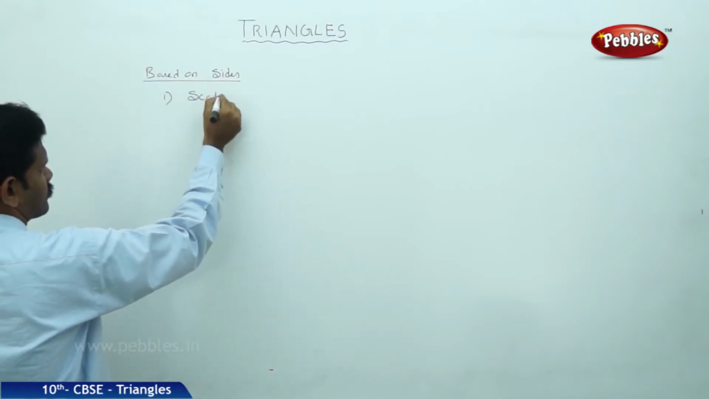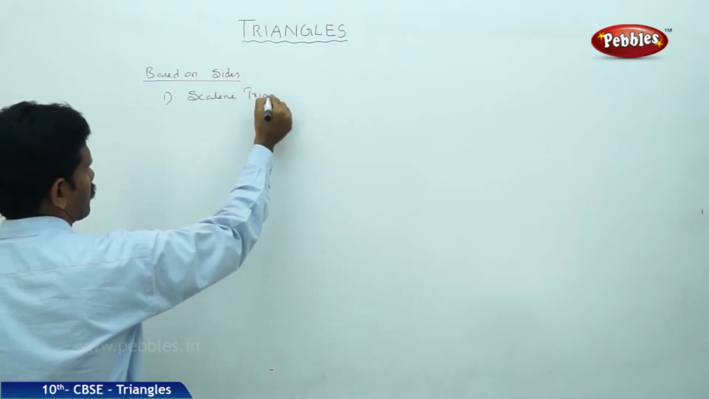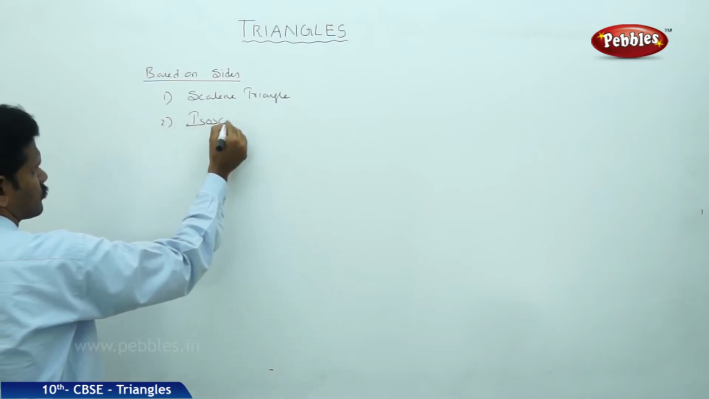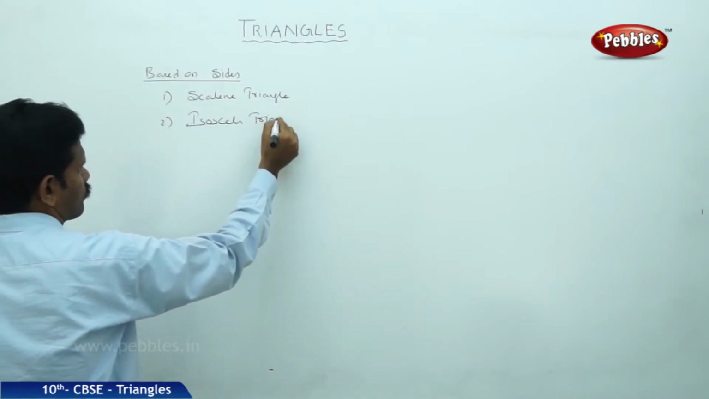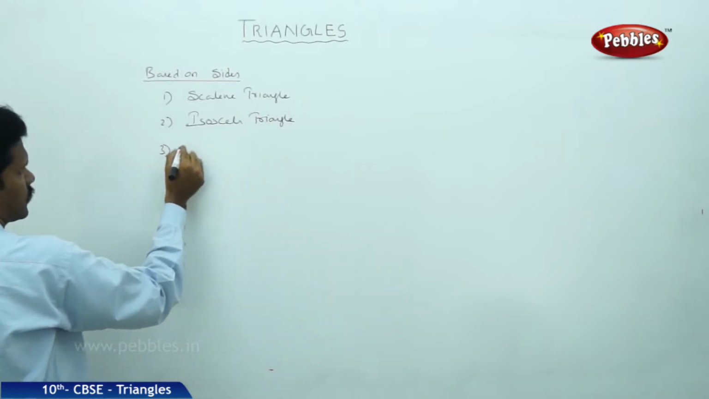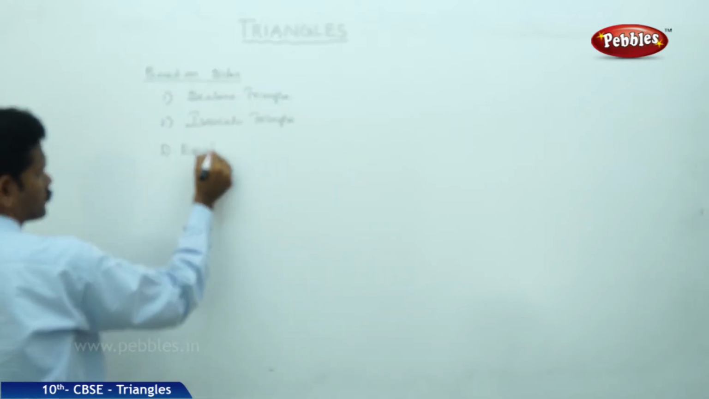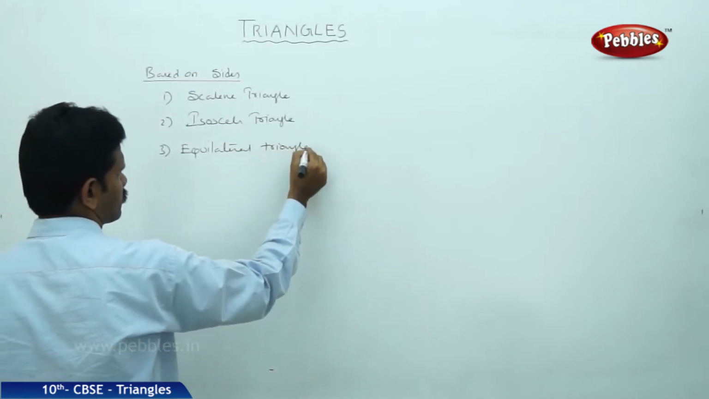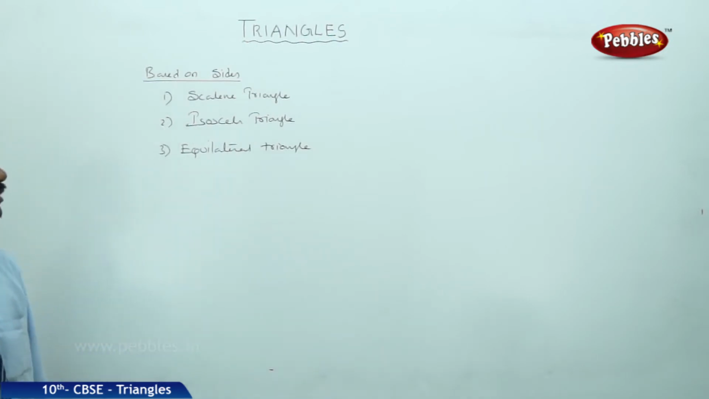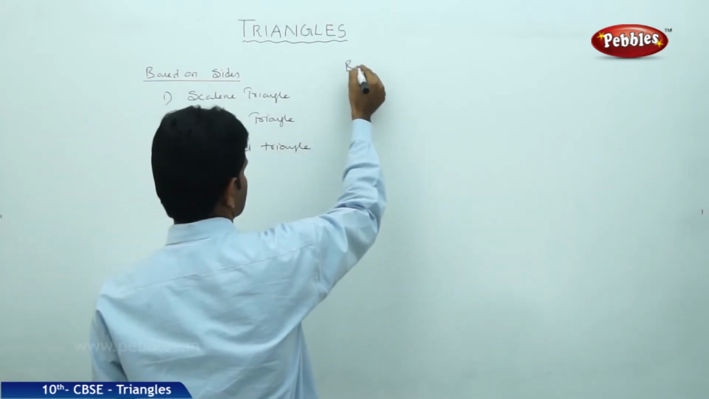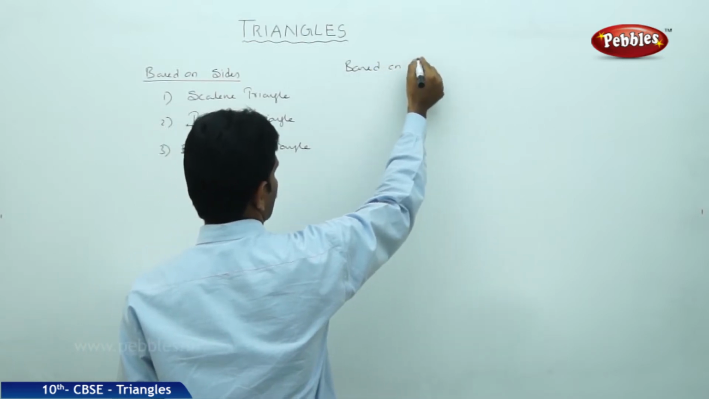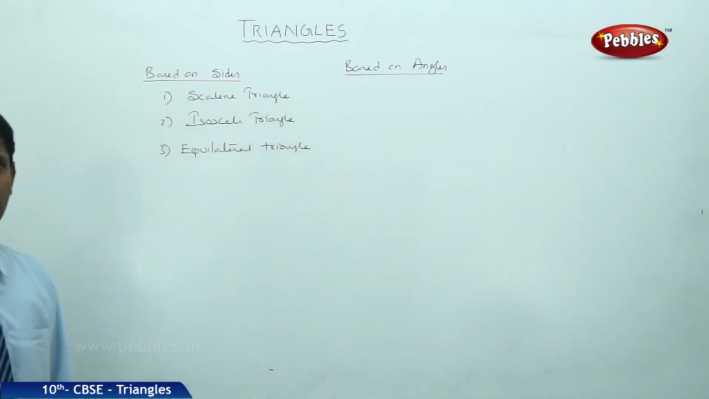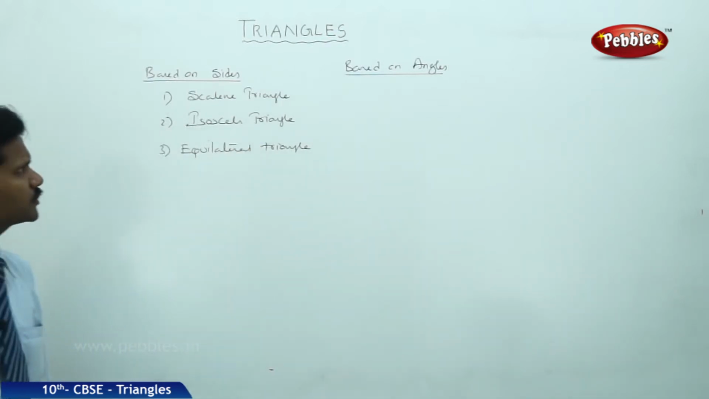That is, scalene triangle, isosceles triangle, third one, equilateral triangle. Based on angles, triangles are classified again into three types.